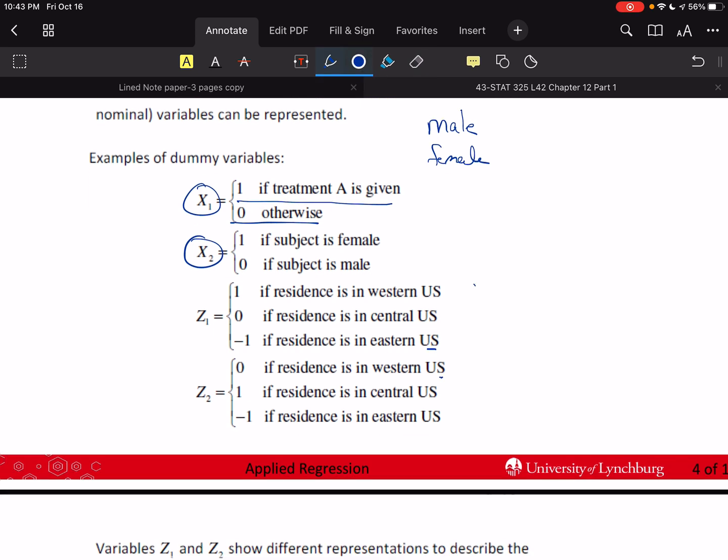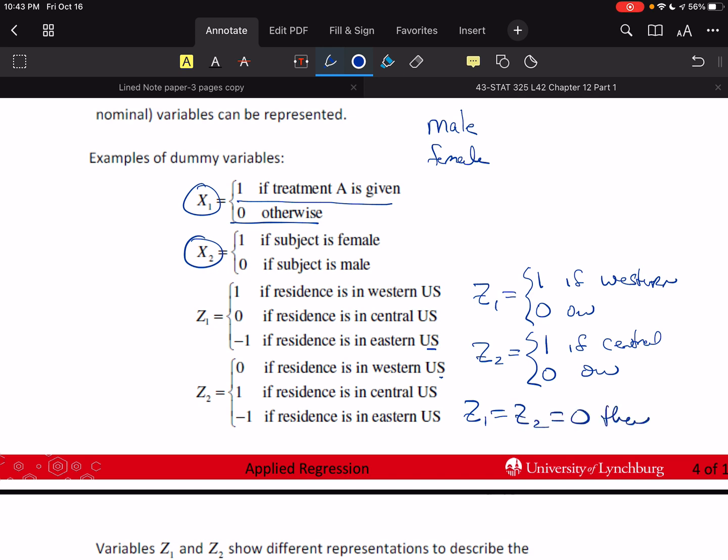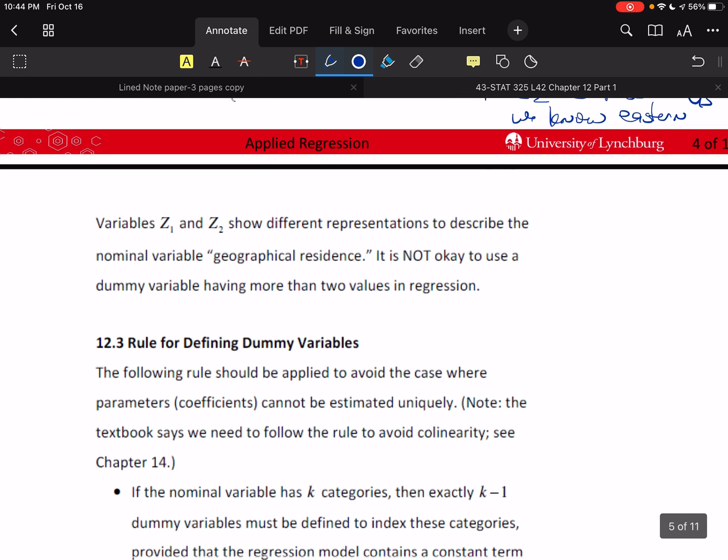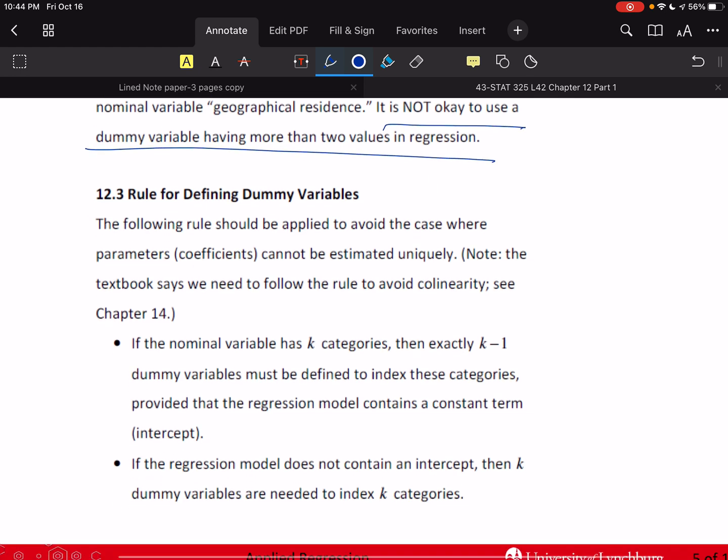But what we can do here is set up Z1 equals 1 if western, 0 otherwise. And then we could set Z2 equals 1 if central and 0 otherwise. So if Z1 and Z2 are both 0, then we know they're from the eastern U.S. Okay? So we would only need these 2 indicator variables to handle these 3 cases that we have here. So again, it's not okay to use a dummy variable that has more than 2 values in regression. All right? And we'll talk about that in a minute.